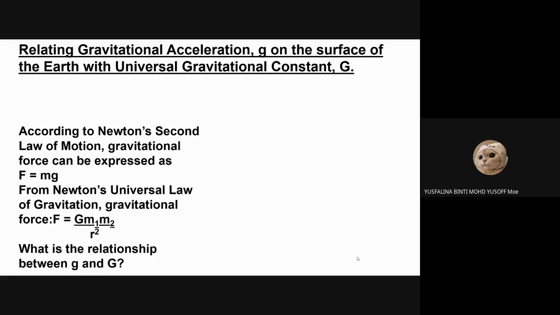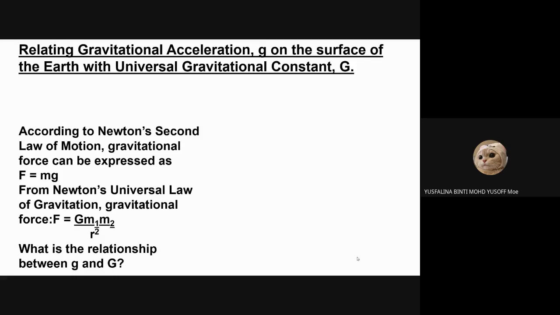According to Newton's second law of motion, what does Newton's second law of motion state? Anyone still remember? Newton's first law is inertia, right? The tendency of an object to resist any changes in motion, whether it is still moving in a straight line or at a stationary state. So that is the first law of Newton, that is inertia.